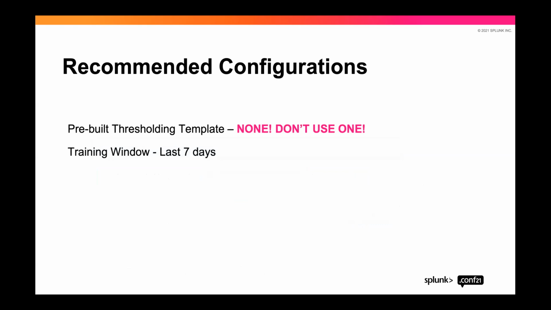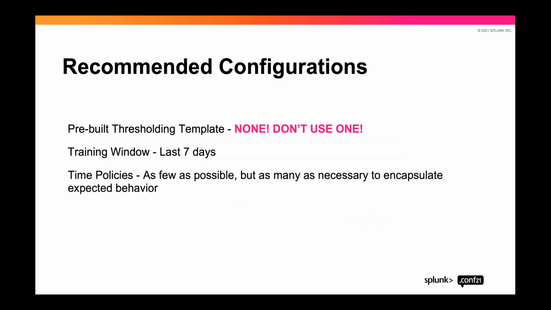Training window, last 7 days. Very rare that you need to go past the last 7 days. That's the default, leave it there. It usually generates the best results. Time policies: you can have as many as necessary, but as few as possible. It's the same thing when you're building ITSI services: as few KPIs as possible in your service to give you the information you need about the health of those entities in that service. Same thing with time policies. Narrow it down to as few as will give you the proper behavior that you're looking for.